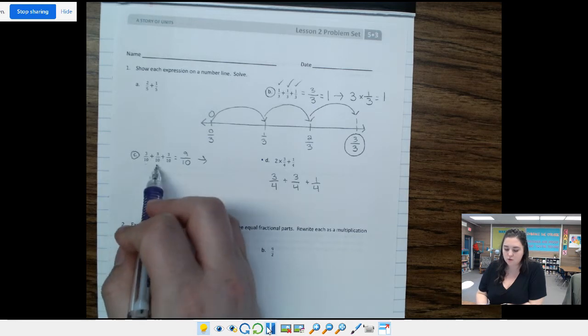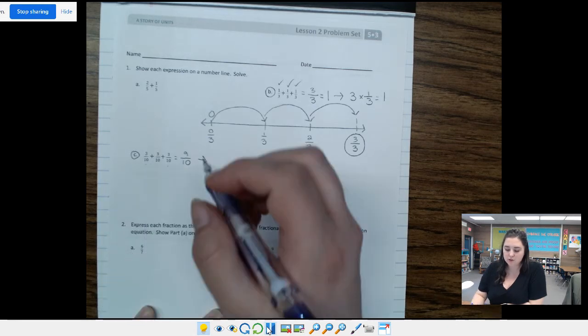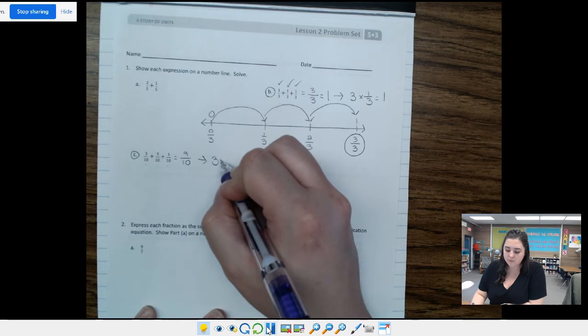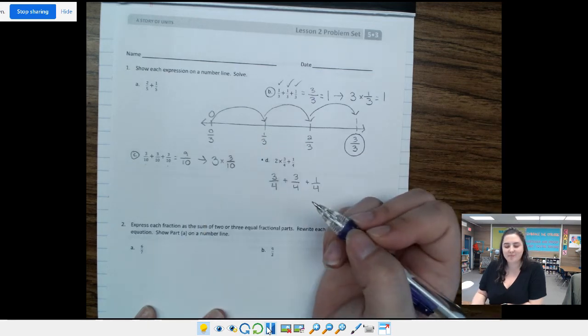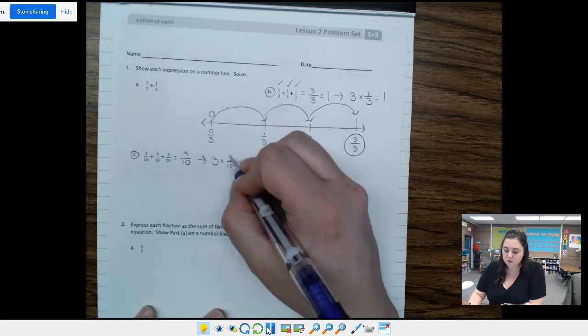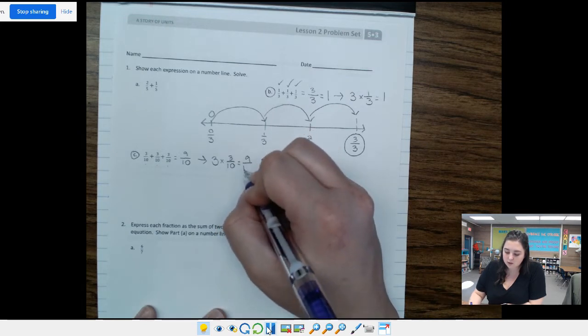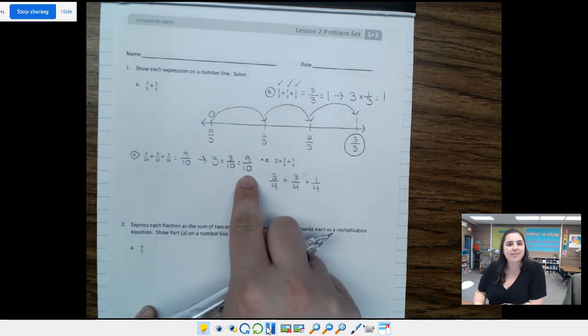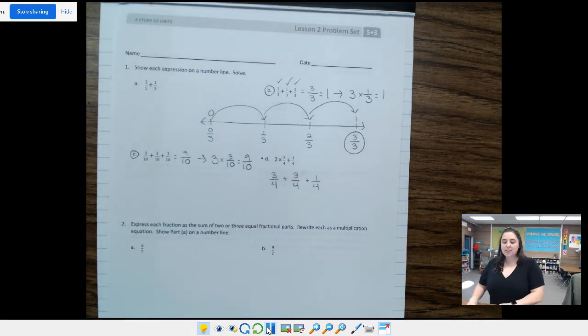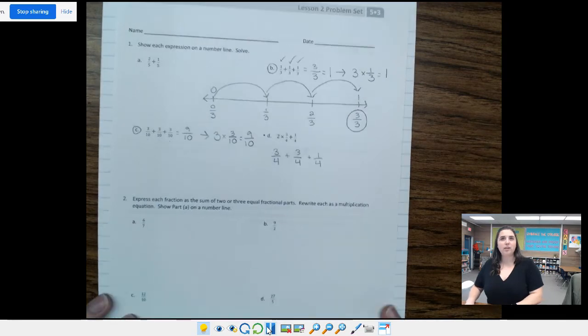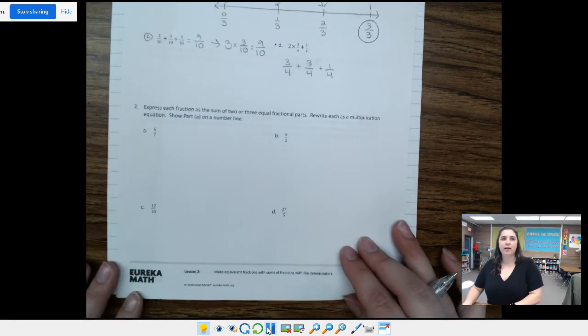1, 2, 3. So you're saying there are 3 of the 3/10. And we already solved 3 times 3/10 would equal 9/10. Same thing. Okay, this lesson has a few different parts to it. So we're actually going to look at question 2 together now.